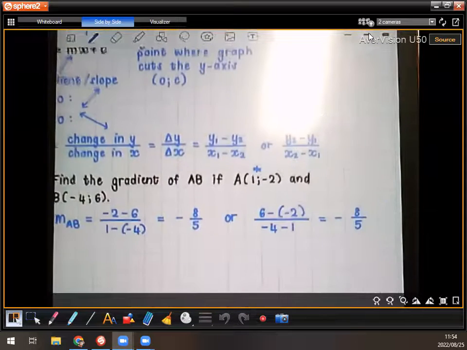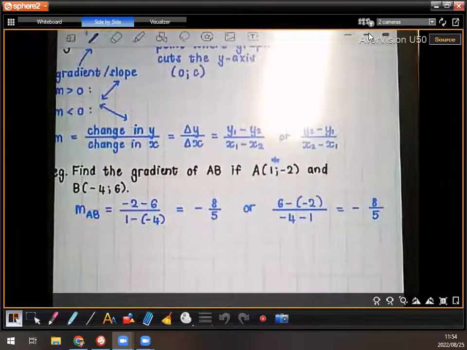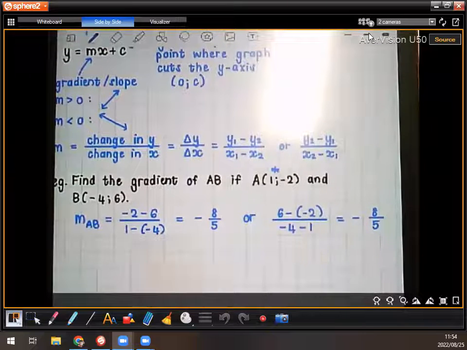All right, guys, so that is how you would calculate the gradient if you have 2 points. So 2 points are just given. You do need 2 points, guys, in order to use this formula to calculate the gradient, because you have to have 2 x values and 2 y values. You can't use that formula if you only have 1 point.